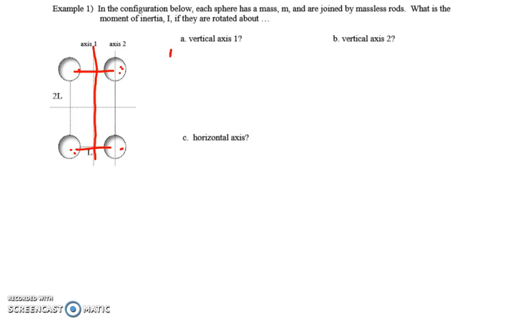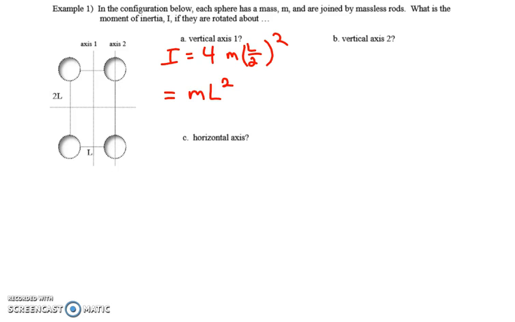So our I for that one is going to equal 4 spheres, each one has a mass of m, and each one is L over 2 away, and we've got to square the whole thing. You could do m times L over 2 quantity squared plus m times L over 2 quantity squared, etc., 4 times, but I'm just combining it all. Anyway, if we simplify that, that turns out to be nothing more than mL squared. Okay. How would that compare to the next situation where we decide to rotate it about this axis right here?